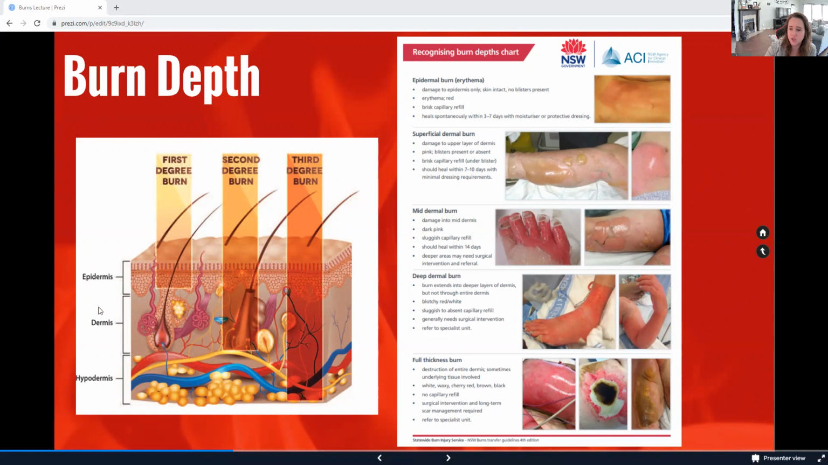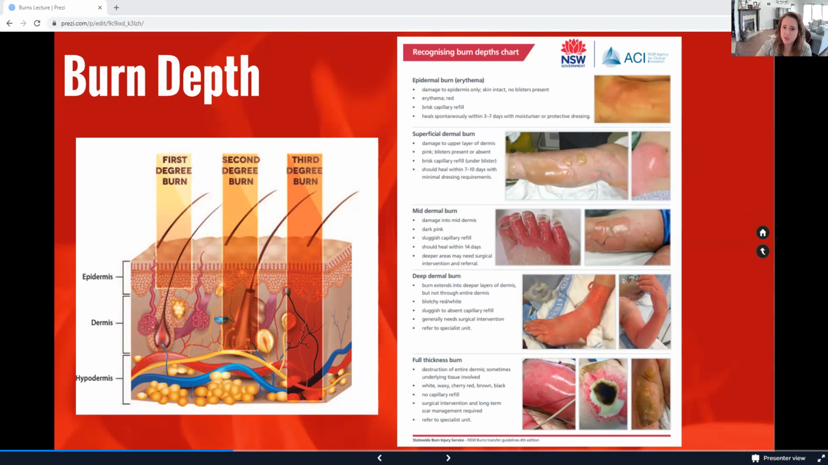And then we have our third degree or full thickness burn. So when we say full thickness, that means it goes all the way down into the hypodermis, into that area of adipose or subcutaneous tissue. And this is going to be the destruction of the entire dermis. And we're going to have no cap refill on this. And this obviously is going to require surgical intervention.